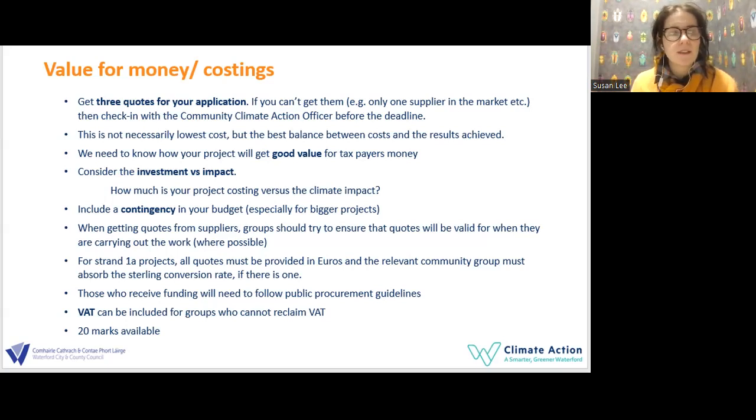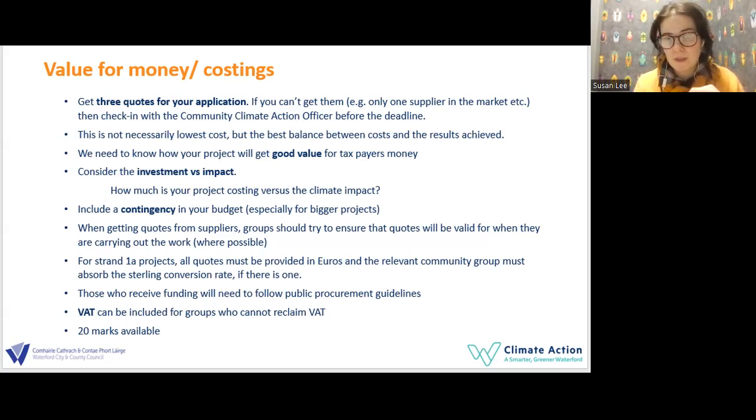So how much is your project costing versus the climate impact? Sometimes energy projects or maybe travel projects can cost an awful lot of money, but you might not know what tangible result you'll get at the end. So it's that kind of balancing up to make sure that, again, we go back to this good value for money and will have impactful climate action projects. I would say include a contingency in your budget, especially for the bigger projects.